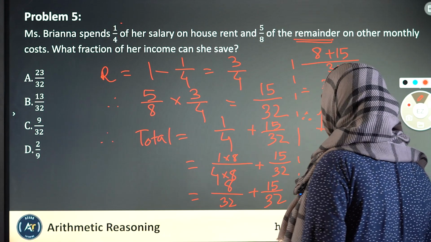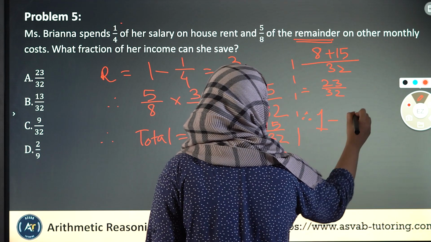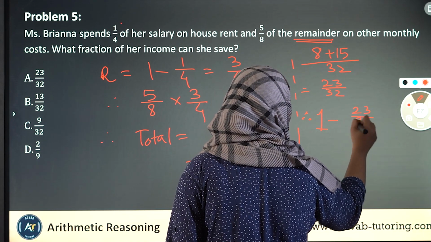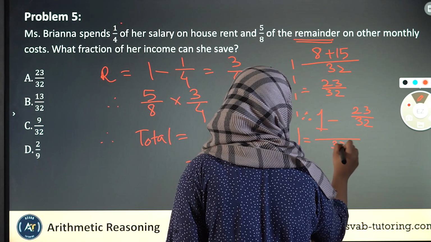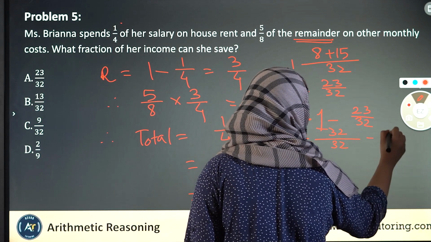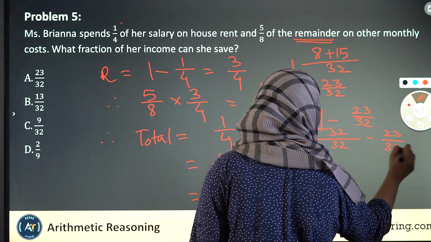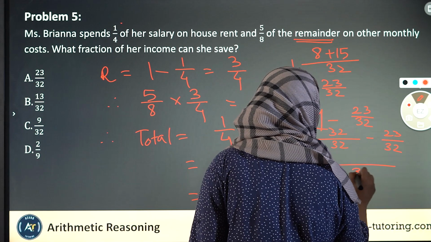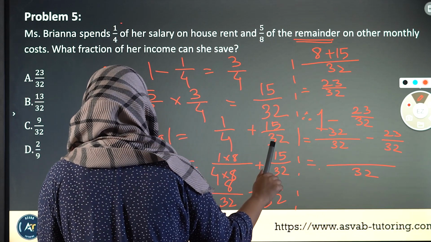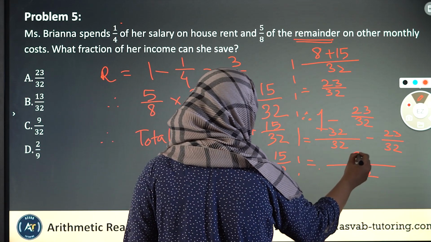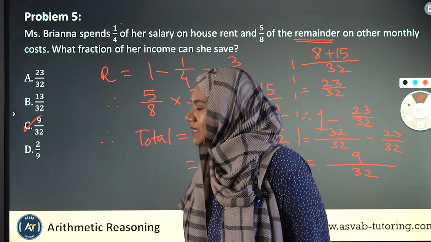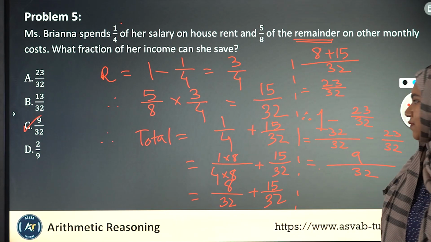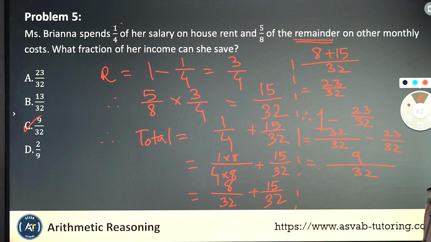So if the total income is 1, and she has spent 23 over 32 of it, this means that we need to now write 1 as 32 over 32, and this as 23 over 32, which means it's going to be 32 here, and it's going to be 32 minus 23 on top, and that is 9 over 32, okay? So the correct answer to this is 9 over 32. Hope this clears it out.